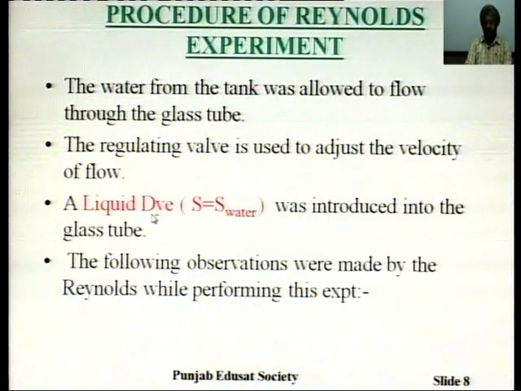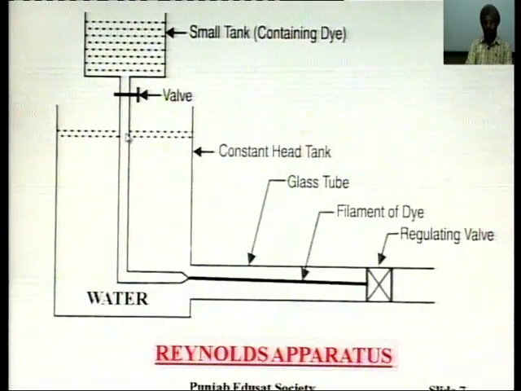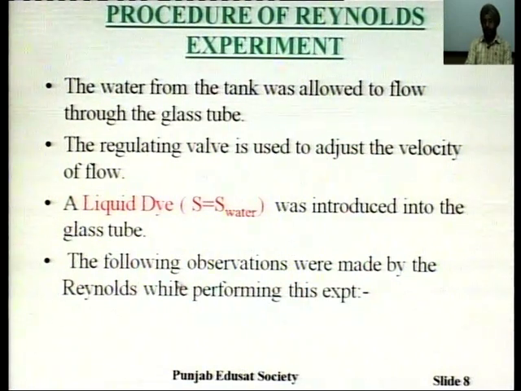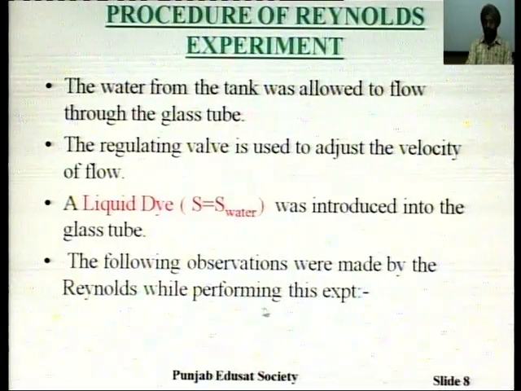A liquid dye. Now this is important. A liquid dye having a specific gravity equal to the specific gravity of water was introduced into the glass tube. As you can see here, from this part, a filament of dye is introduced into the glass tube. Now the following observations were made by Reynolds while performing this experiment.